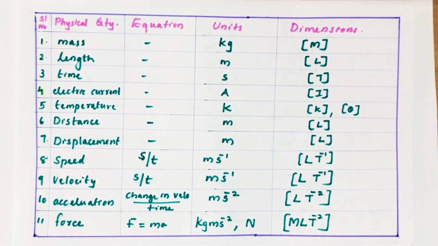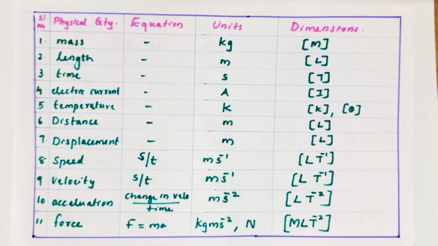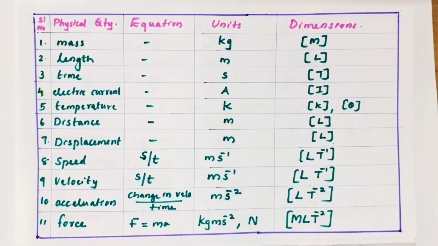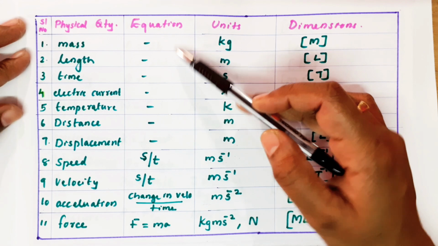In this video, we are giving a quick revision on the chapter units and dimensions. Before going for the numericals of units and dimensions, first I am giving some basic units and dimensions of some quantities. Because if you know these quantities, you can find the dimensions of any physical quantity. So I'll just go through that fast.